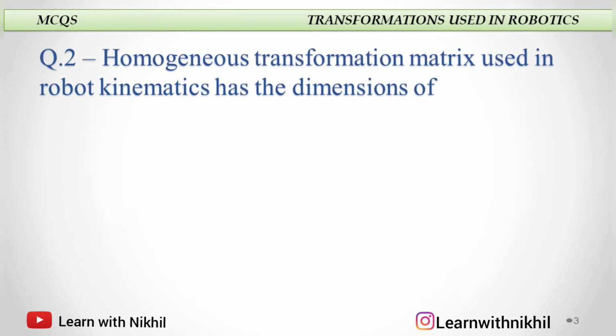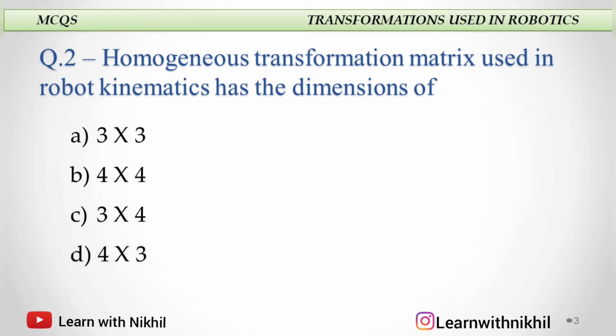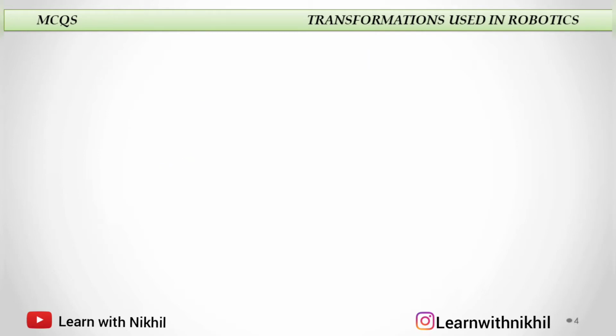Next, homogeneous transformation matrix used in robot kinematics has the dimensions of 3 by 3, 4 by 4, 3 by 4 or 4 by 3. For homogeneous transformation matrix, we have a 4 by 4 matrix.